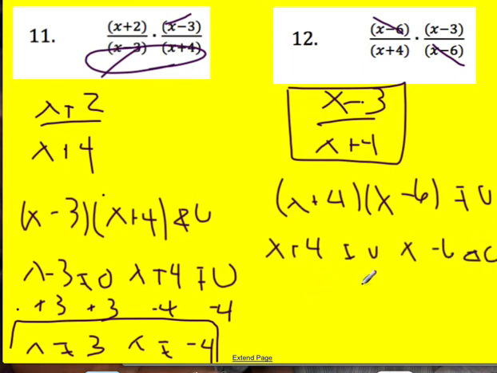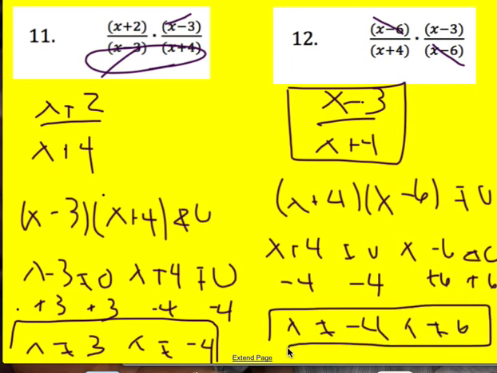Here, subtract 4 from both sides, so you get that x cannot be negative 4. Here, add 6 to both sides, so you get that x cannot be 6. So we get that x cannot be negative 4 and x cannot be 6 for number 12.